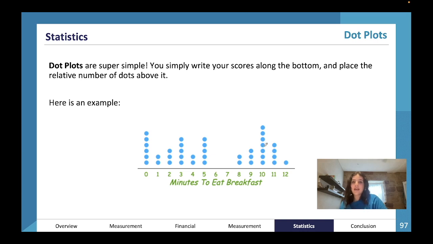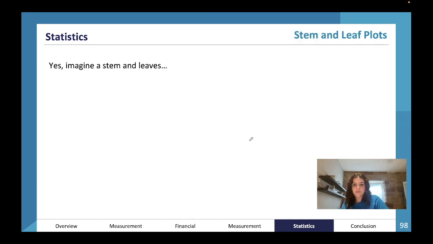This is what it would look like if you ask the question, how many people take 5 minutes? You would go 1, 2, 3, 4, 5. There are 5 people. If the question was how many people take more than 6 minutes, you would count up, and get 17. 17 people take 6 minutes or more to eat breakfast.